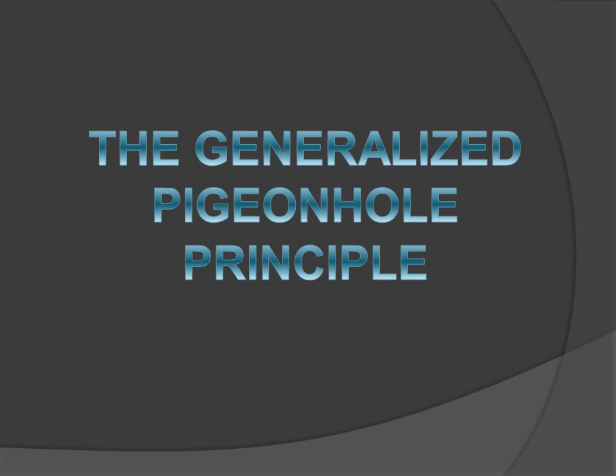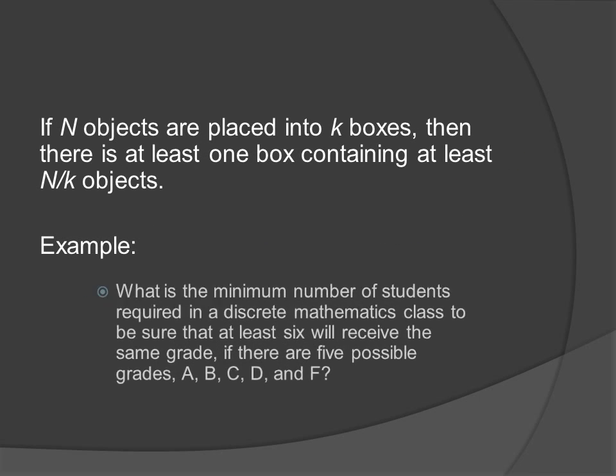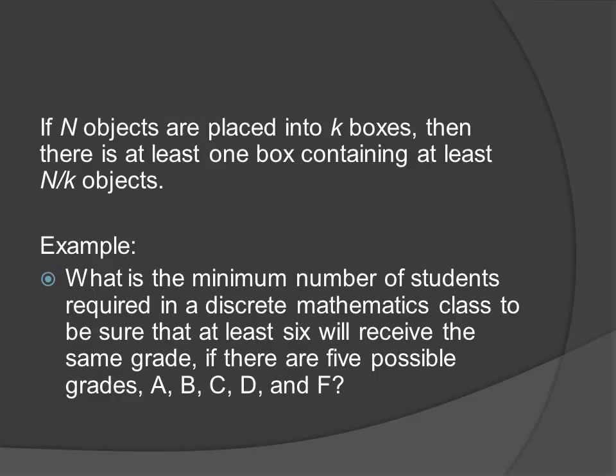The generalized pigeonhole principle states that if n objects are placed into k boxes, then there is at least one box containing at least ceiling of n over k objects. Example: what is the minimum number of students required in a discrete mathematics class to be sure that at least 6 will receive the same grade if there are 5 possible grades A, B, C, D, and F?